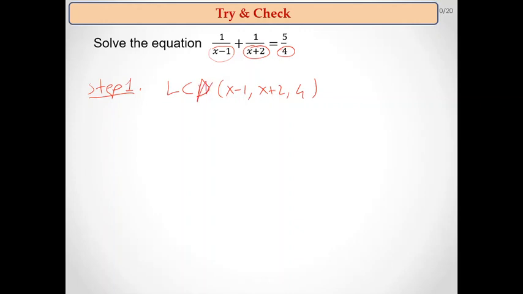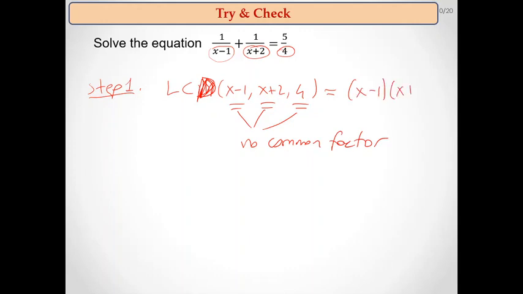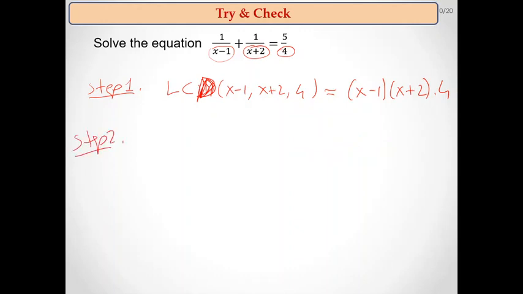Or you can also say LCM. Anyway, if there's no common factor between them, then automatically the LCD is x minus 1 times x plus 2 times 4. If there is no common factor, you can directly multiply. Then step 2 is multiply both sides with the LCD.